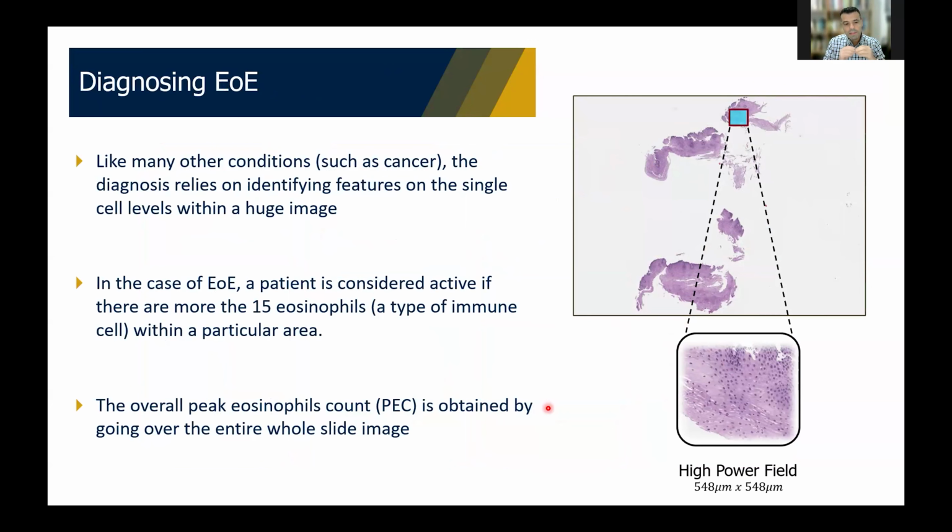And you have to understand that this procedure is very general. There are many conditions, cancer, other autoimmune diseases, that are actually based on this procedure. Let's look at a certain area and ask questions about the density of cells. In our case, it's eosinophils. So if we have more than 15, we declare the patient as active. Less than 15, it's not active.